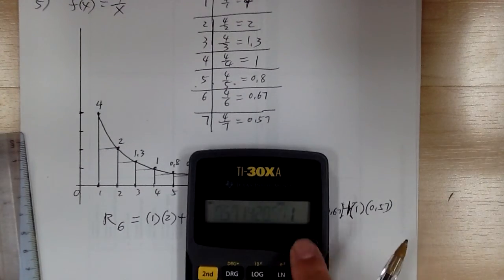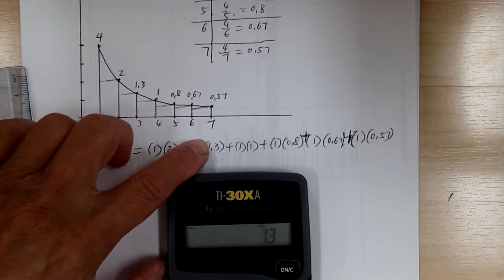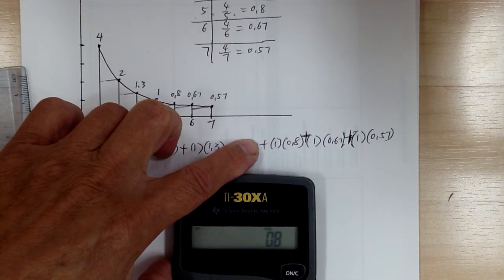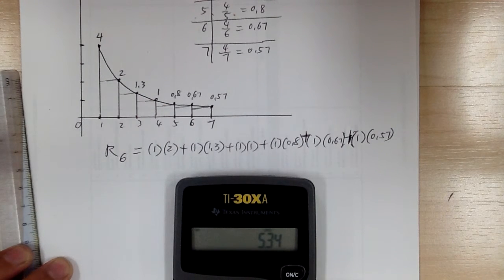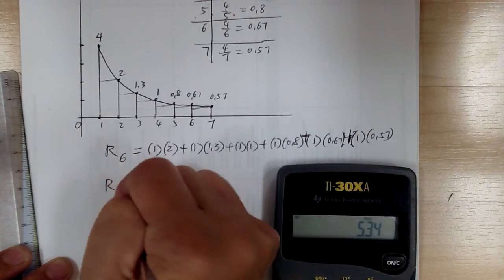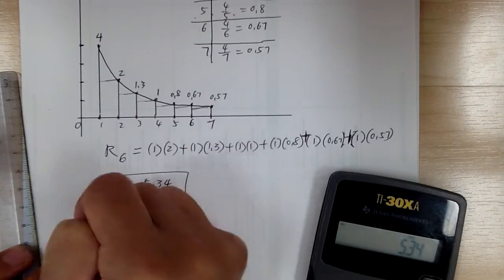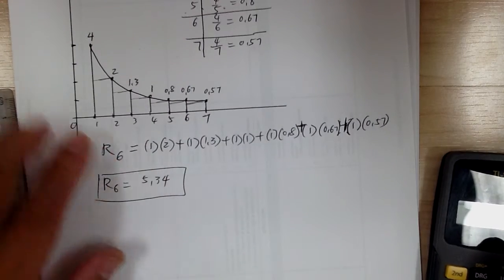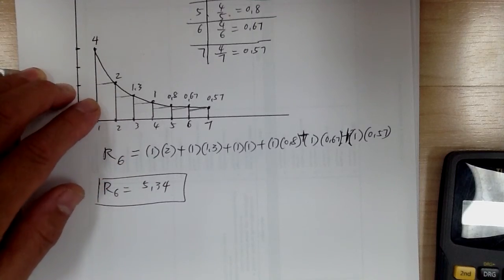Okay, so get your calculator, work it out. Okay, so you get about 5.34. Okay. Now this is kind of an estimate, but if you want to do the exact value, you also can do that.